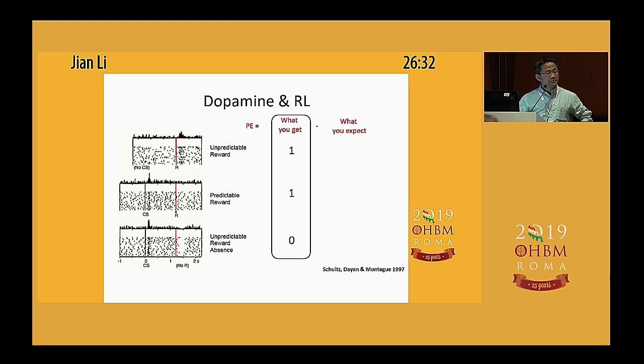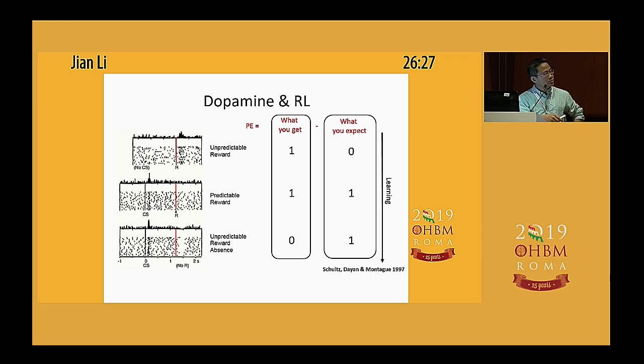For example, in the early trials, you didn't expect anything, but you do get a drop of juice or water, and that's why it gives you a positive dopaminergic response. When the training happened for a long time, now you expect something, and you did get something, so the response gets canceled out. That's why the reward delivery didn't cause any dopaminergic firing. Same thing happened later. When you expect reward but you didn't get anything, you have a negative, which is reflected here by the pause of the neural firing of those dopaminergic neurons.